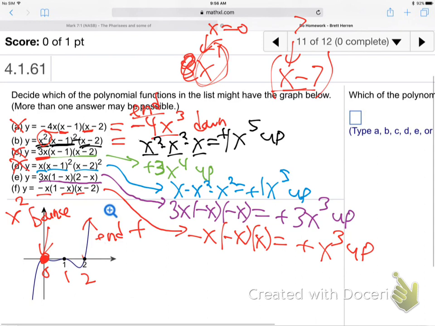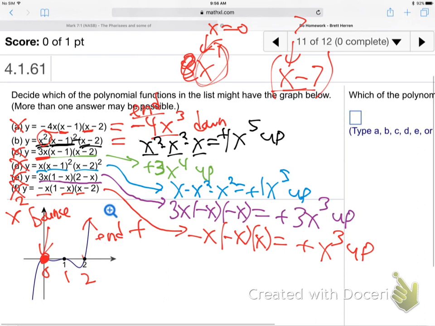E, no way. Plain x to the first power again. Can't be. F, no way. Again, plain x to the first power. Good observation. I told the other class the wrong thing on this one. I didn't notice that. So it's only B. We're done, right? Am I missing something? Those are all out. It's got to bounce there.